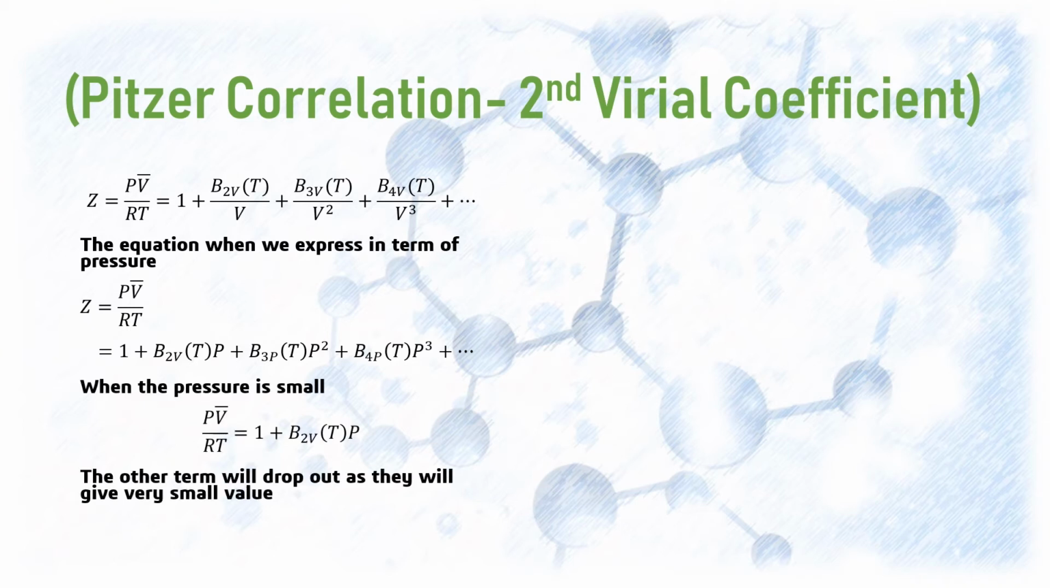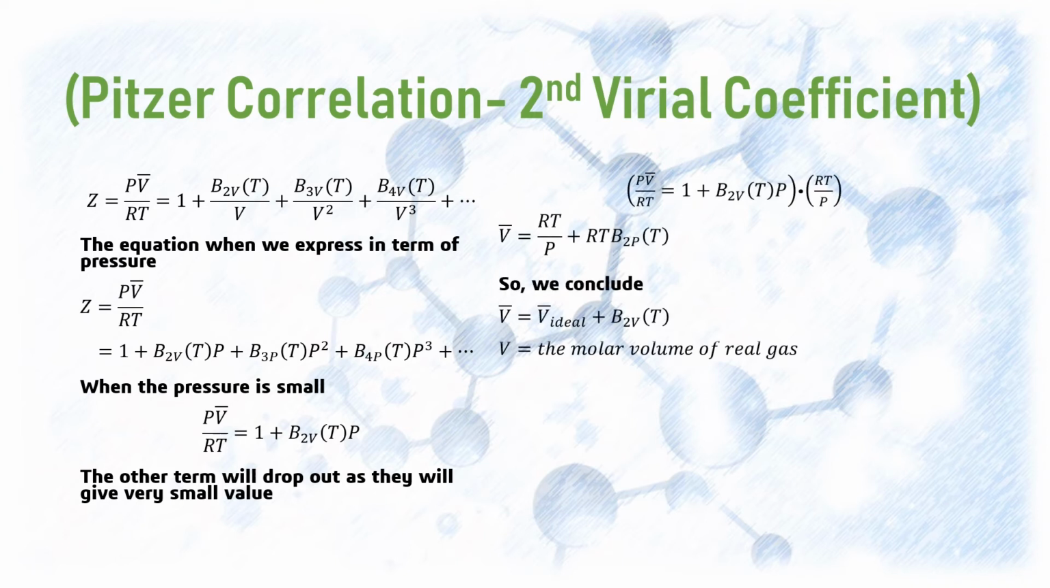When the pressure is small, P V bar over RT will be equal to 1 plus B2 P over RT. The other terms will drop out as they will give very small values. The equation becomes V bar equals RT over P plus B2(T). So, we can conclude that V bar equals V bar ideal plus B2(T), where V bar is the molar volume of the real gas.